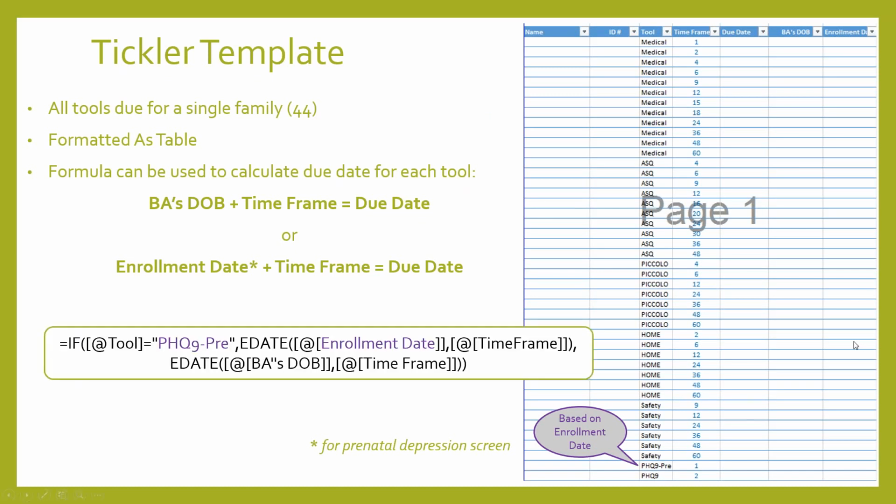So the formula that we came up with for this is if the tool equals the PHQ-9, then it's going to calculate a date that is the enrollment date plus whatever value is in this time frame column. If it's not the PHQ-9, then it's going to calculate the date as the baby's date of birth plus whatever information is in the time frame column.